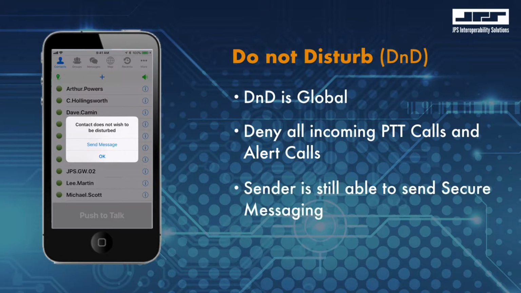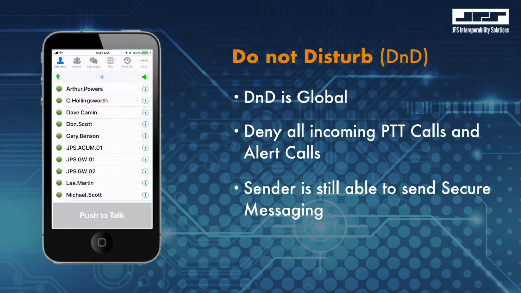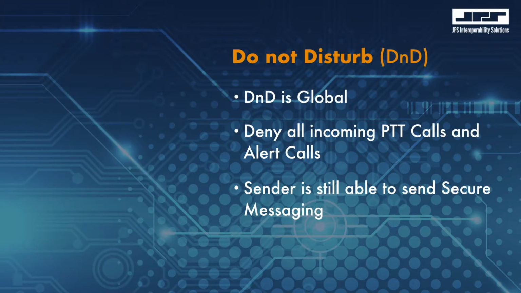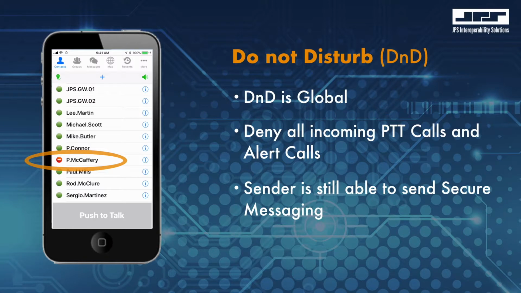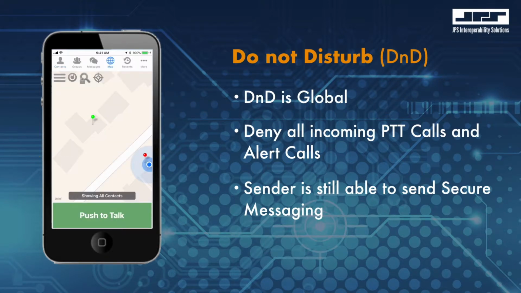However, this does not preclude the ability to send or receive secure messages. Secure messages cannot be denied by Do Not Disturb. By simply tapping the speaker icon above the contacts or groups list, the VIA app can be placed in DND mode. As a result, your status on others' VIA app will be indicated red with a hyphen in the contacts list. And additionally, your location pin will be indicated in red on the others' map view.